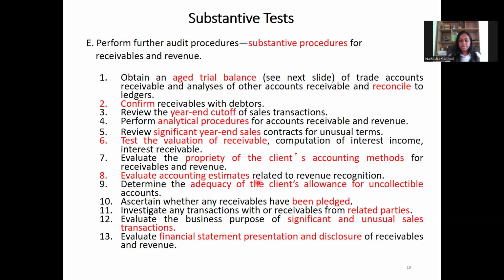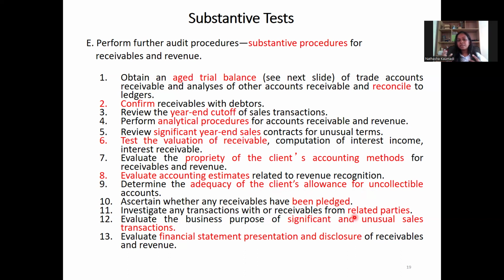Evaluate accounting estimates related to revenue recognition. I told you there can be estimates involved. So you are evaluating whether the estimates are reliable and whether they have done it correctly. Determine the adequacy of the client's allowance for uncollectible accounts, that is, the allowance for doubtful debts. Ascertain whether any receivables have been pledged. You have to see. Now, you call it factoring, right? You are pledging your receivable balances. And then investigate any transactions with, or receivables from, related parties.